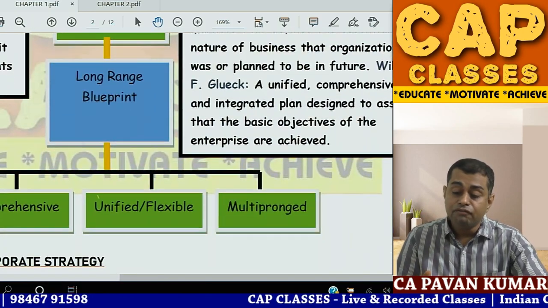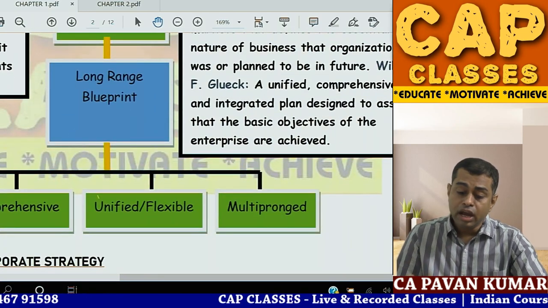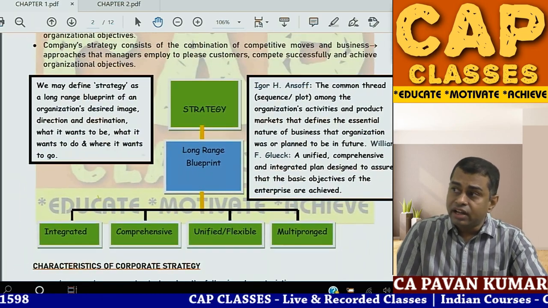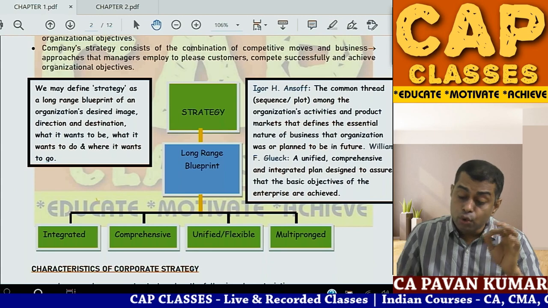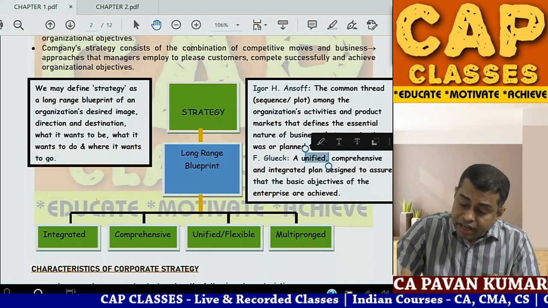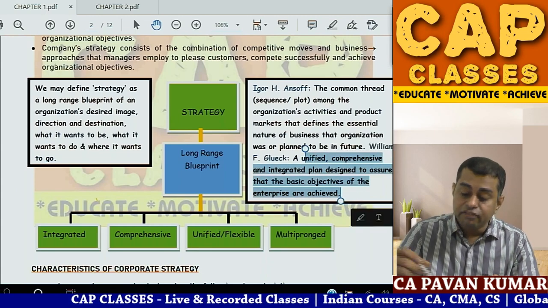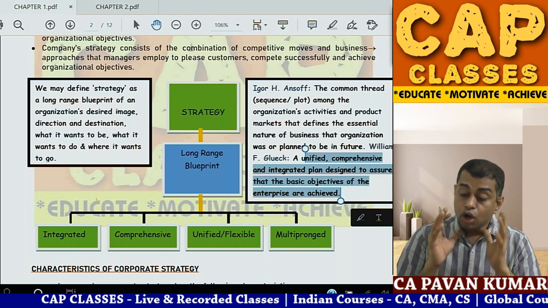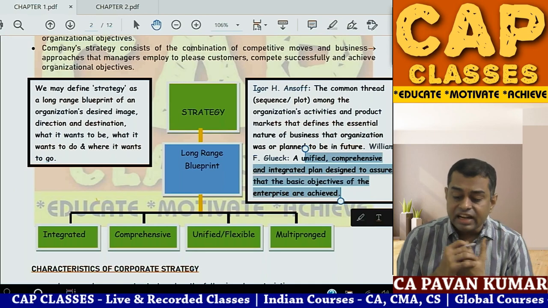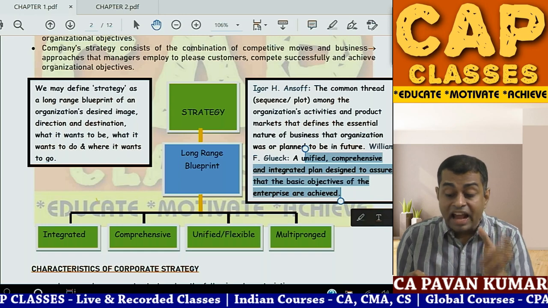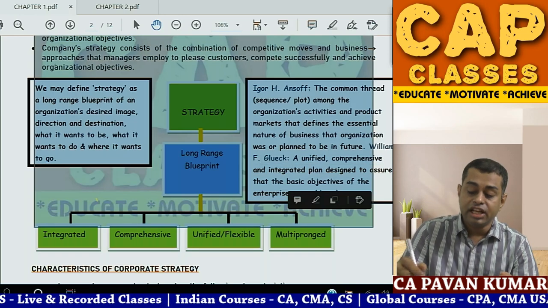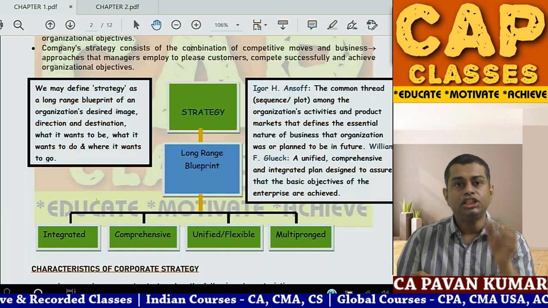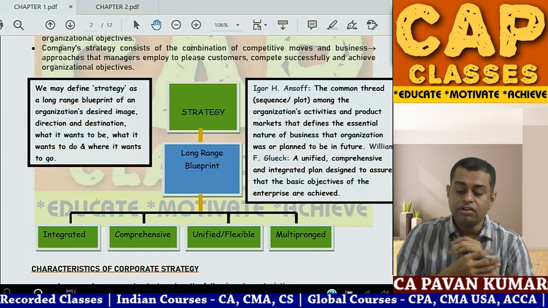Now, there is one more definition here. You know, F. Gluck, a unified, read the second one. A unified, comprehensive, unified means unilateral, comprehensive, integrated design, plan designed to assure that the objectives of the enterprise are achieved. So to achieve the organization, do you have a plan? Yes, sir. That is your strategy.